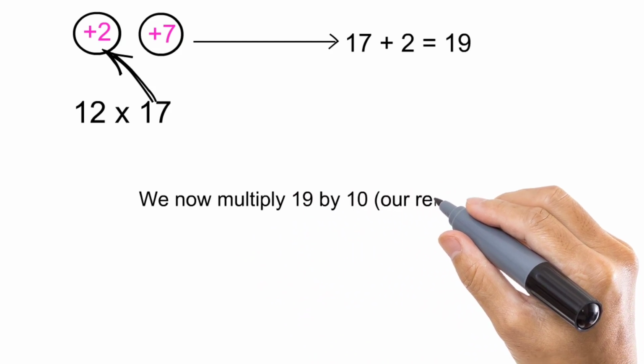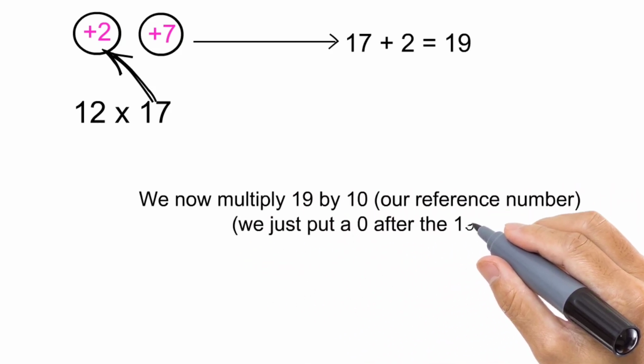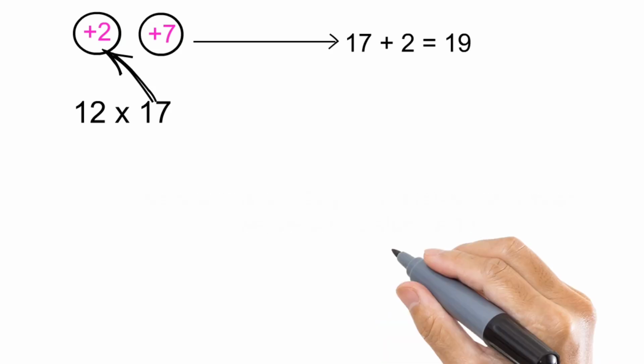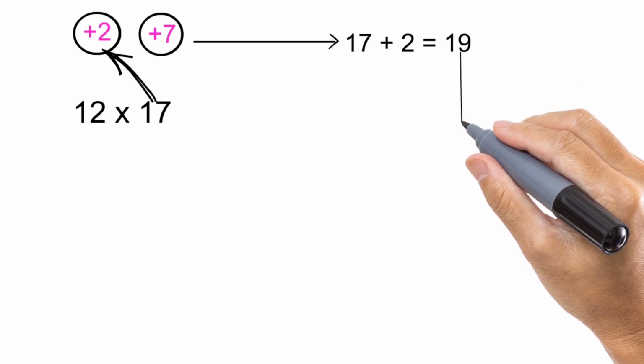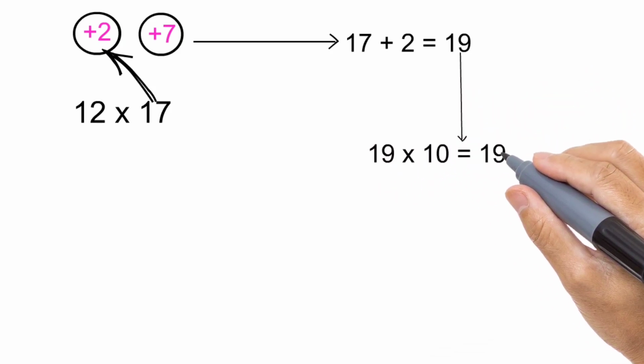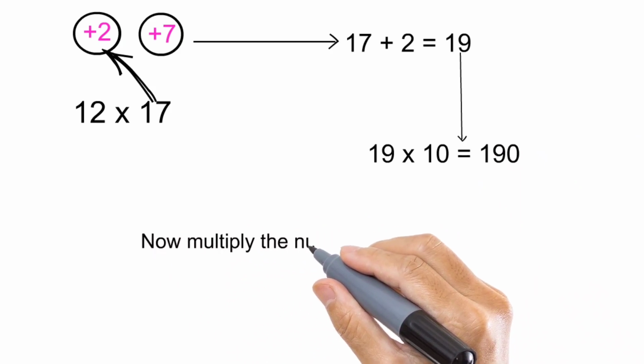We now multiply 19 by our reference number 10. So, it will give us 190, or simply put 0 beside 19. Our reference number is 10, so we multiply 19 with 10, we get 190.